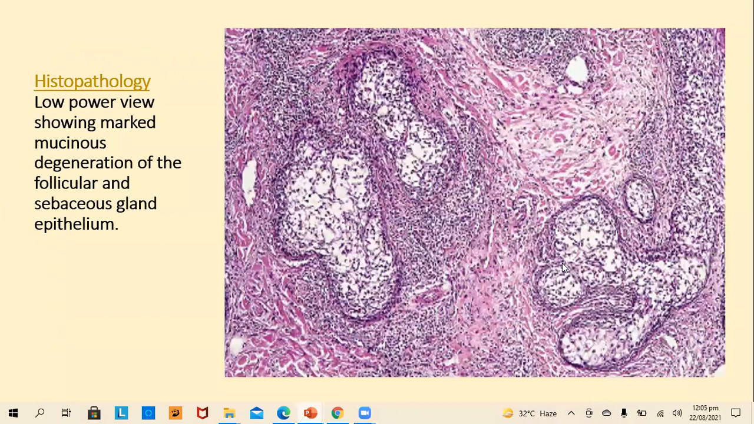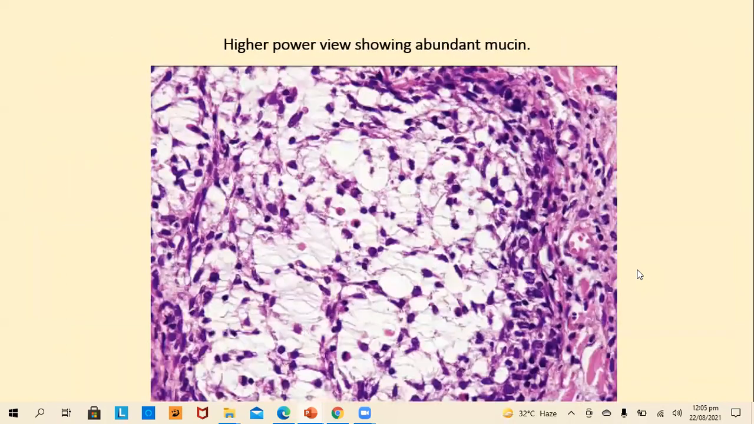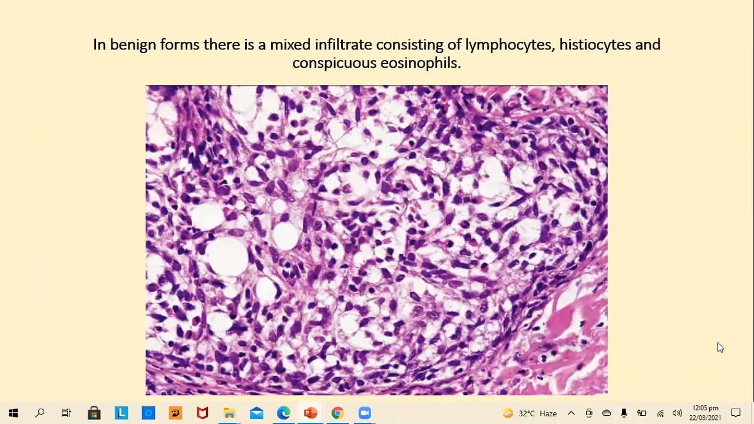Histopathology. Low power view shows marked mucinous degeneration of the hair follicles and sebaceous glands. These are the mucinous deposition seen among the hair follicle and sebaceous glands, which are totally replaced. High power view of abundant mucin. And there is a mixed infiltrate comprising of lymphocytes, histiocytes, and eosinophils. You can see the eosinophils here.